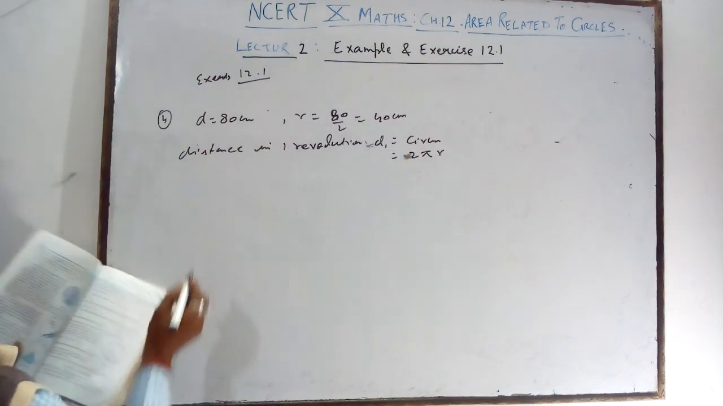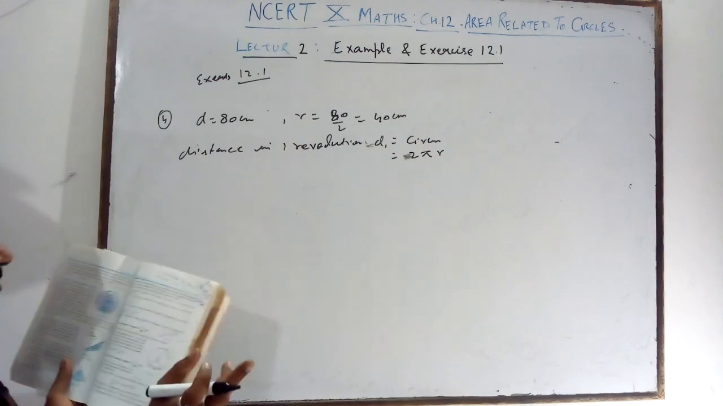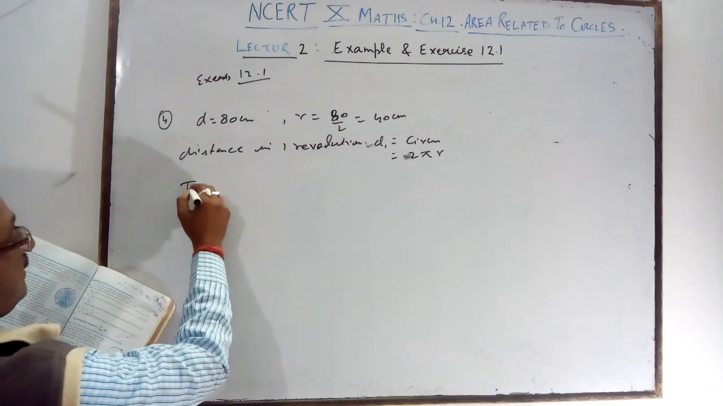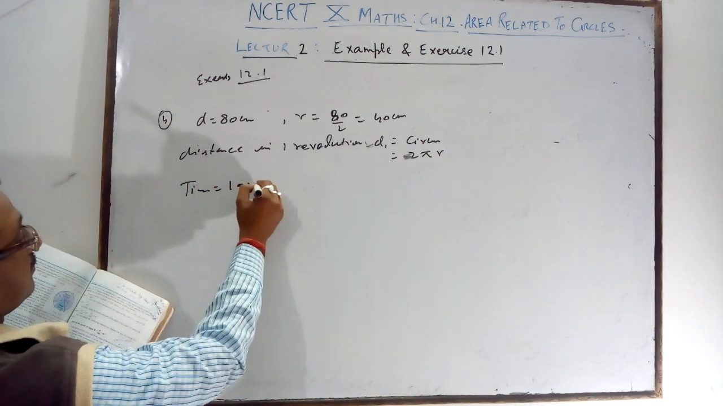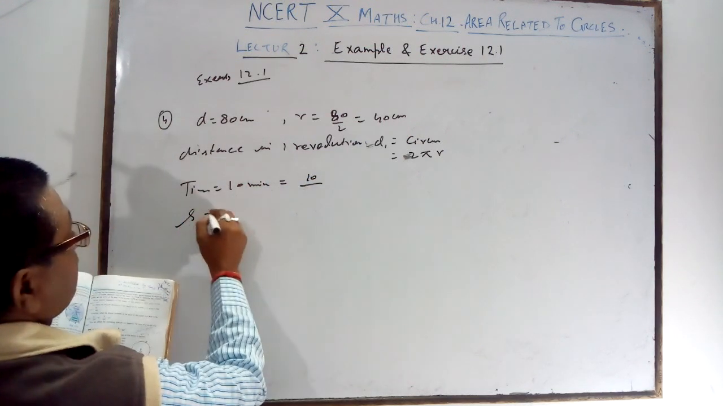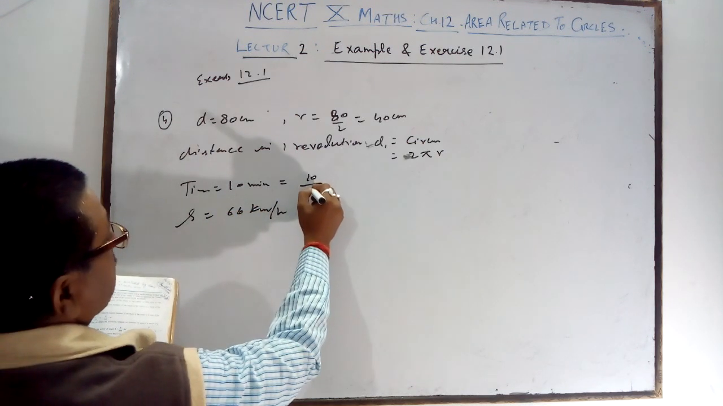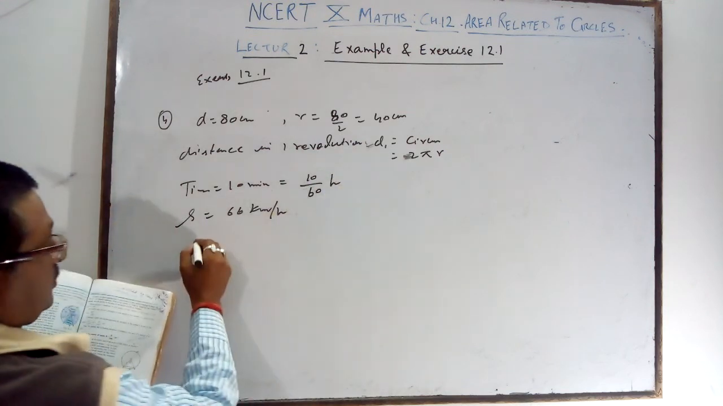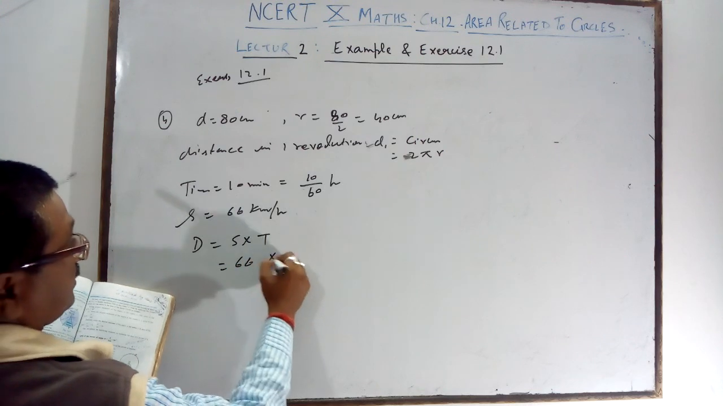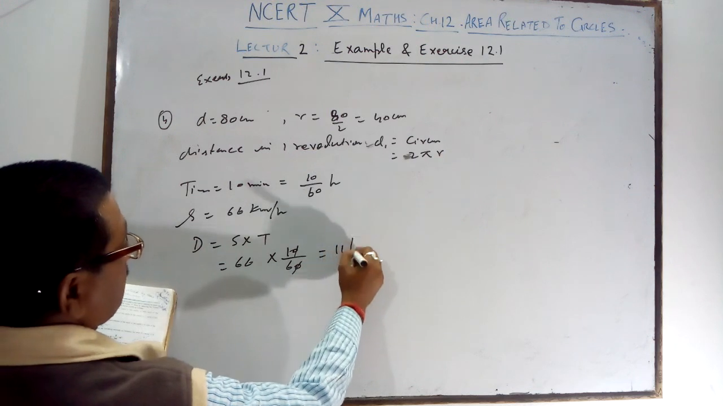After this, how many complete revolutions does each wheel make? Car has each wheel. Each means not all. Each wheel makes in 10 minutes. Time is given 10 minutes. Minute you change into hour, because speed is given. What is the speed given? 66 km per hour. So 10 upon 60 hours. So distance is equal to speed into time. What is the speed? 66 into 10 upon 60. That will be 11 kilometer.